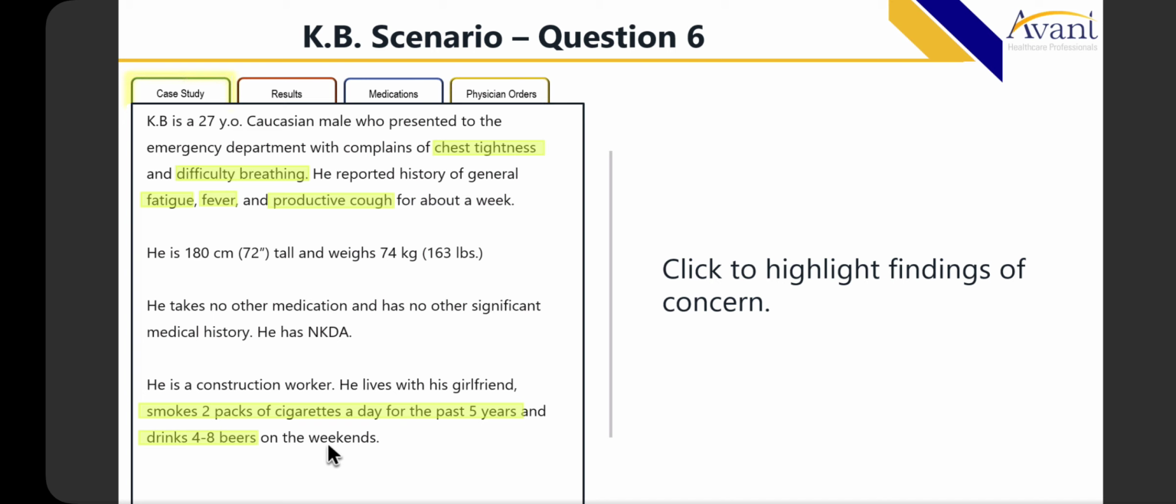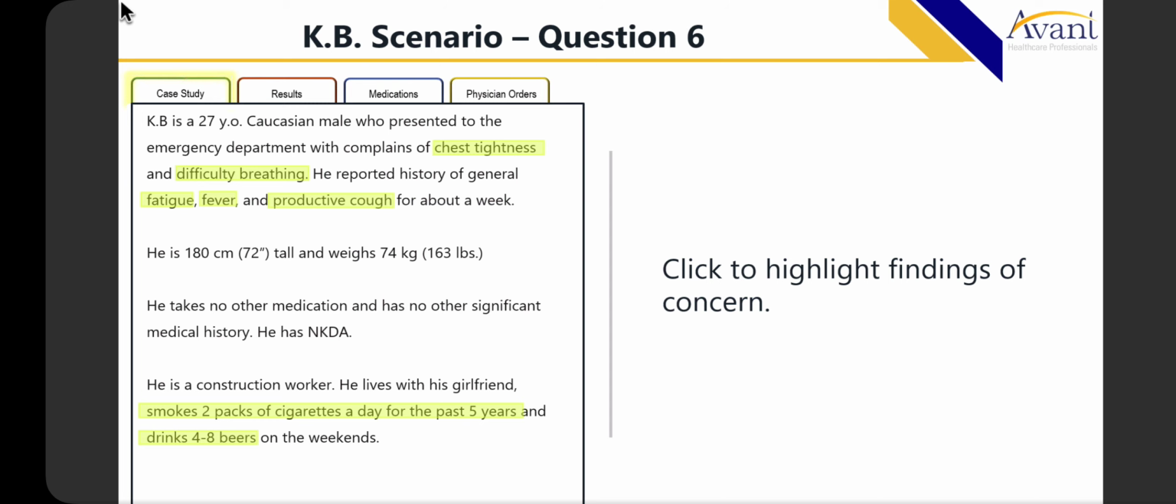Now, look at the highlighted areas. Do you have a hypothesis yet? Do you have an idea of what's going on with this patient? If you had to give me a diagnosis right now, what would it be? Interesting. Some of you said COPD. Somebody said pneumonia, tuberculosis, emphysema, lots of COPD, pneumonias. Okay. I can see why you would say COPD. So hang on to that thought.